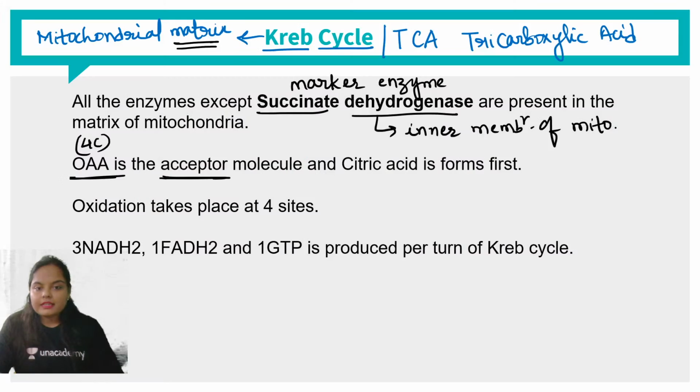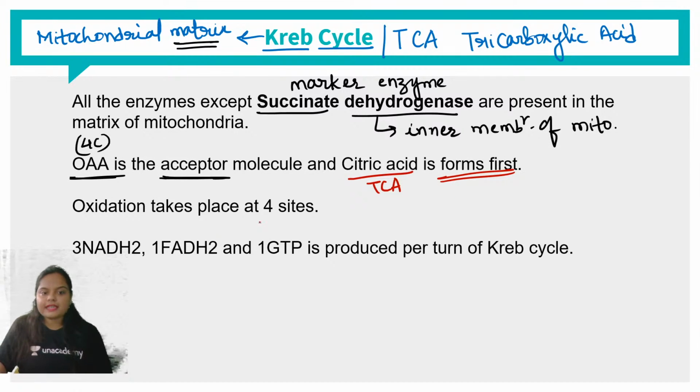Now let us go through the points mentioned over here. In the Krebs cycle, as I told you, all the enzymes except succinic dehydrogenase are present in the matrix of the mitochondria. Oxaloacetic acid is the acceptor molecule, and citric acid, a tricarboxylic acid, is the first formed product. Now oxidation takes place at 4 sites. What are the 4 sites? I told you the trick. You need to recall the 644.